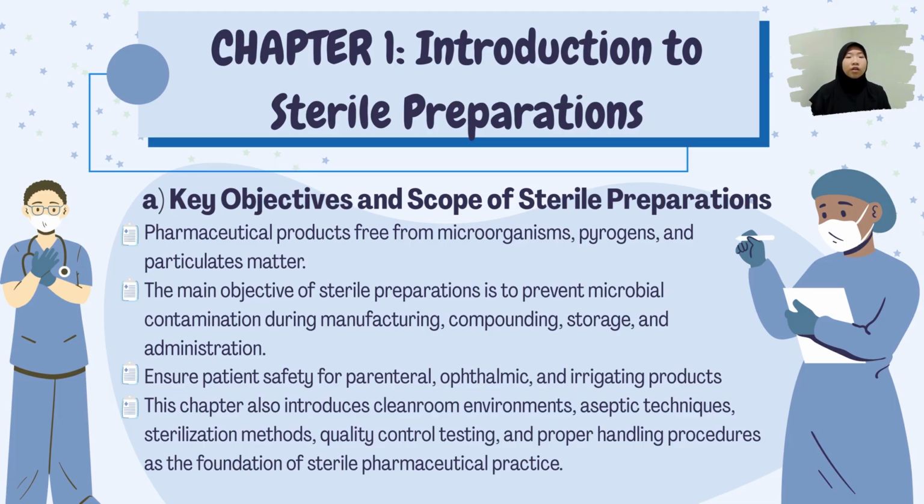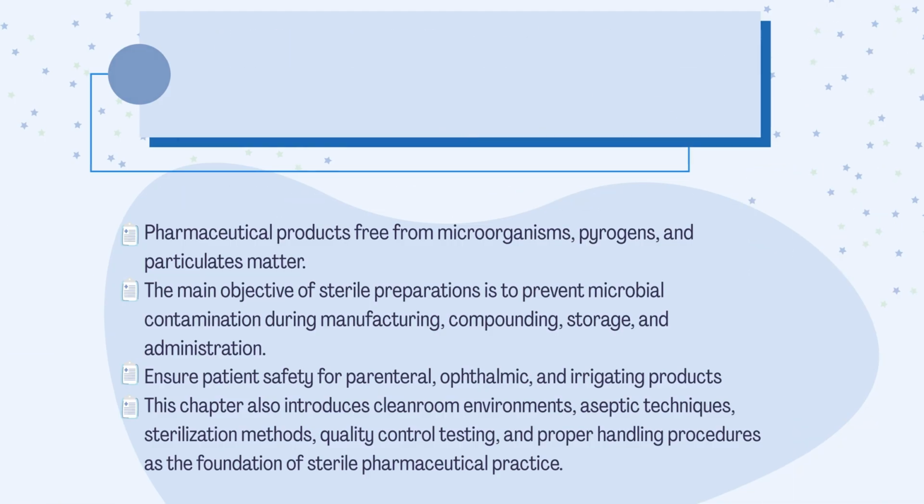These preparations are important, especially for parenteral, ophthalmic, and irrigating products because they are administered directly into sterile areas of the body. This chapter also introduced clean room environments, aseptic technique and sterilization methods, quality control testing, and proper handling procedures as the foundation of sterile pharmaceutical practice.